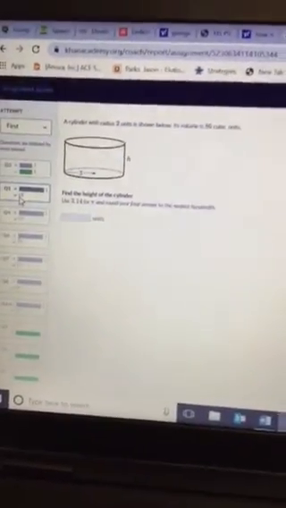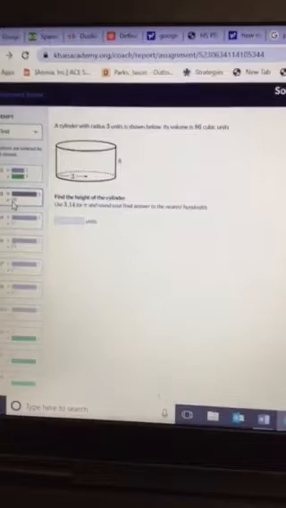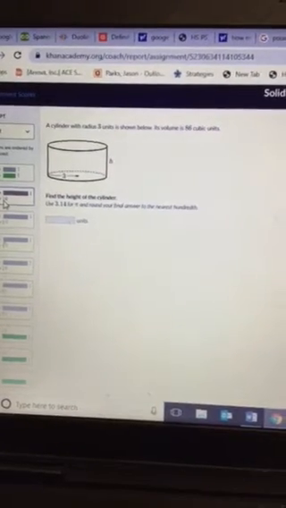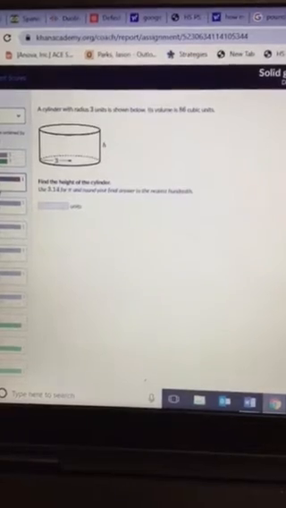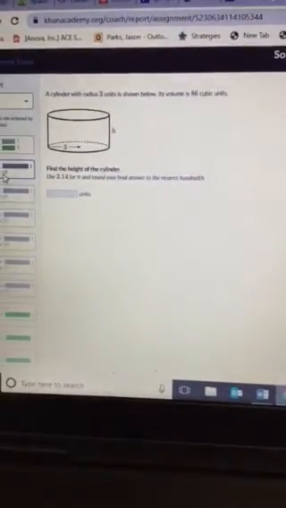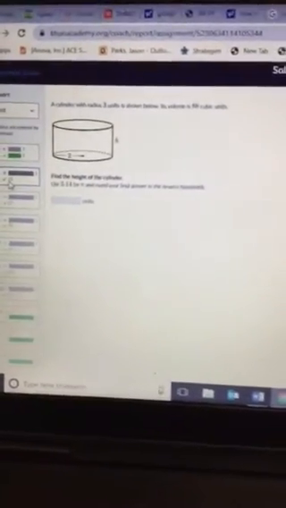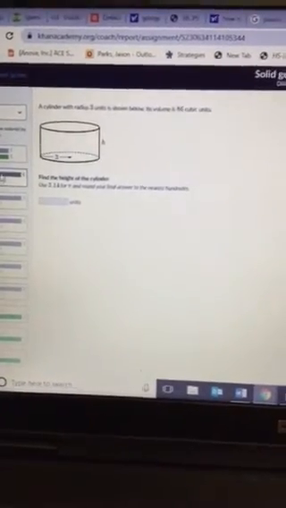So here are the first two problems. Number 1. A cylinder with radius 3 units is shown below. Its volume is 86 cubic units. Find the height of the cylinder. Alright? So you'll need to know the formula for the volume of a cylinder to solve this.